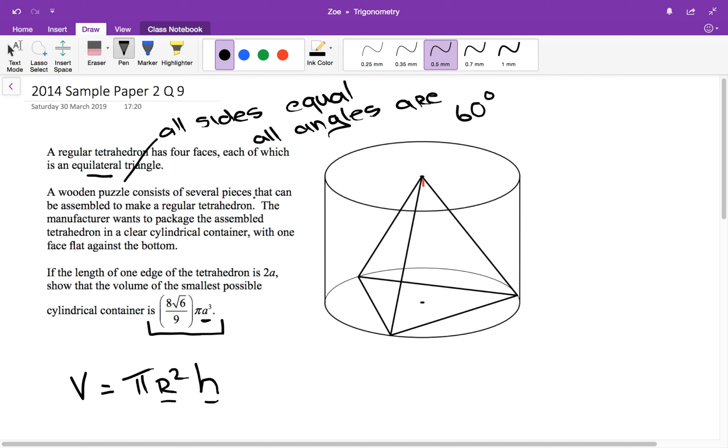So we have a wooden puzzle that consists of several pieces that can be assembled to make a regular tetrahedron. So that's the yolk inside the cylinder. And the manufacturer wants to package the assembled tetrahedron in a clear cylindrical container with one flat face against the bottom. So the height of the tetrahedron is going to be the height of the cylinder. These corners are going to hit the edges of the circle. It's going to fit perfectly in the box.